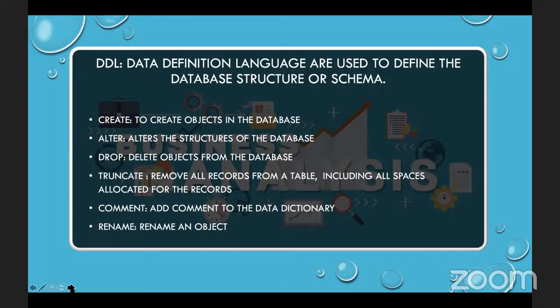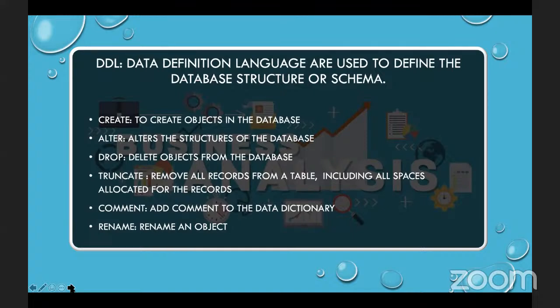We have drop. And when and how do we use drop? So drop is a language when we want to delete objects from the database, right? So drop when we want to delete objects from the database. That's what we use drop. And then we have truncate. Truncate. When do we use truncate?